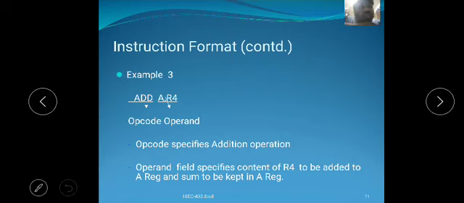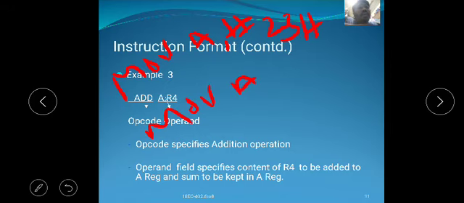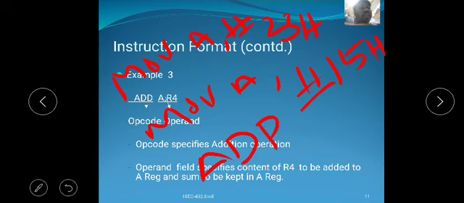Here first you have to load the values in the registers. That means move A comma hash 23H, move R4 comma hash 15H. Then add, here we are using add, which is the arithmetical operation.